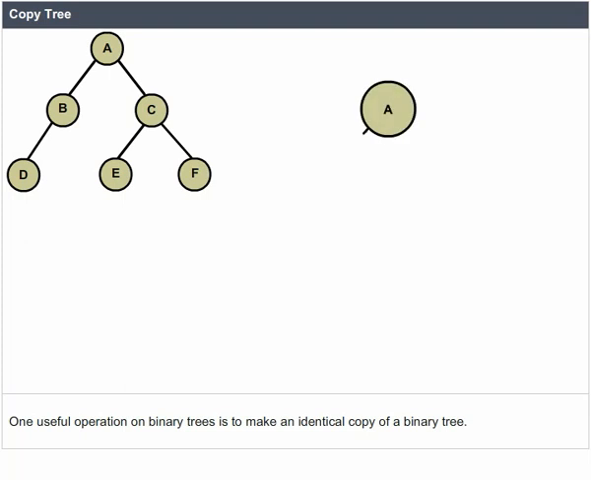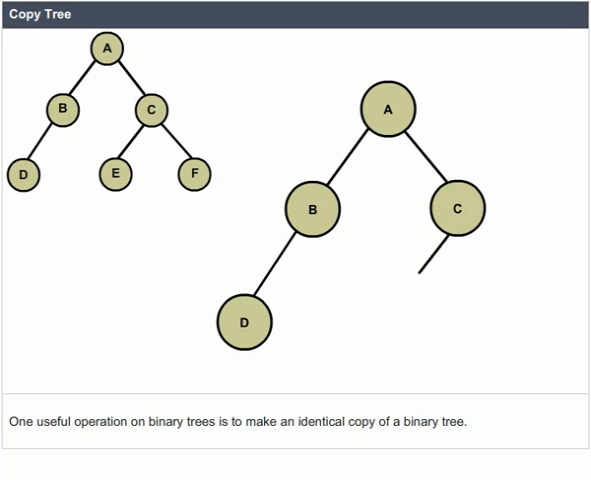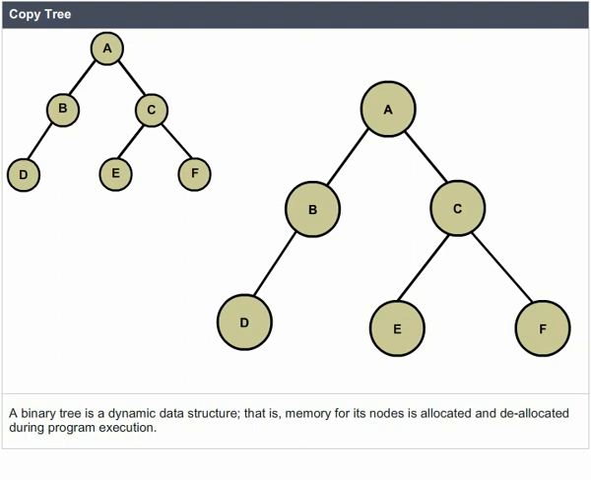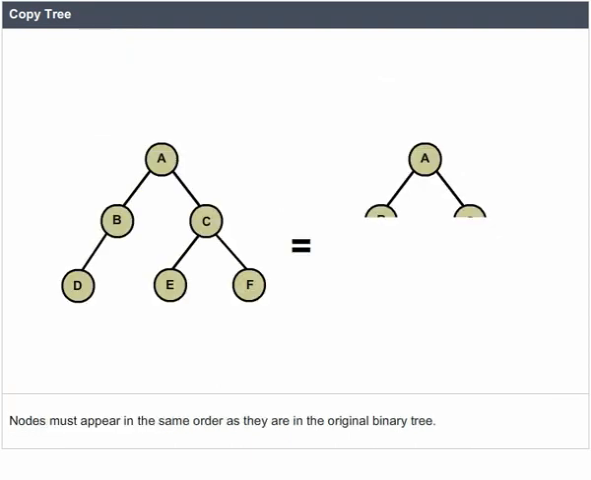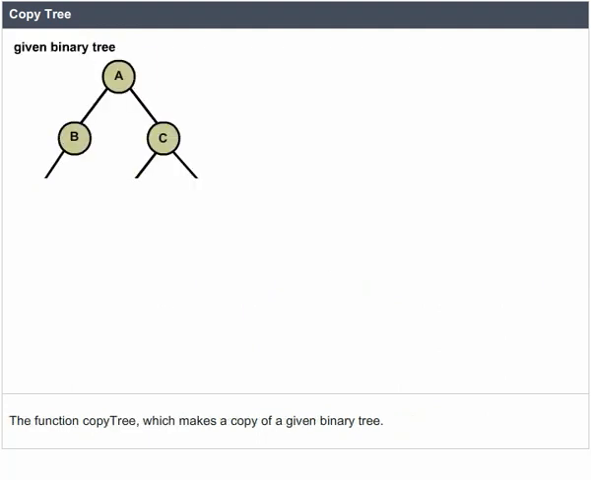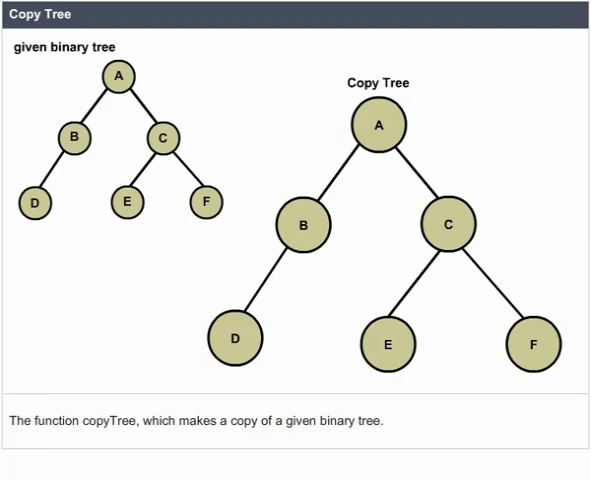Copy tree. One useful operation on binary trees is to make an identical copy of a binary tree. A binary tree is a dynamic data structure, that is, memory for its nodes is allocated and deallocated during program execution. To make an identical copy of a binary tree, we need to create as many nodes as there are in the binary tree to be copied. Nodes must appear in the same order as they are in the original binary tree. The function copyTree makes a copy of a given binary tree.